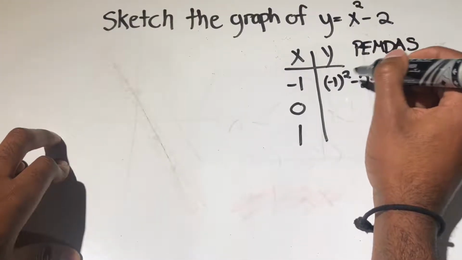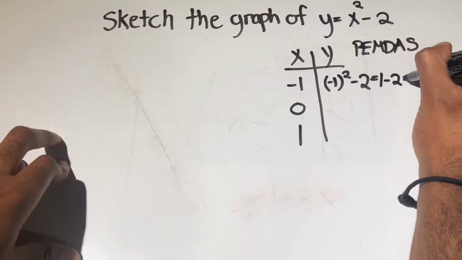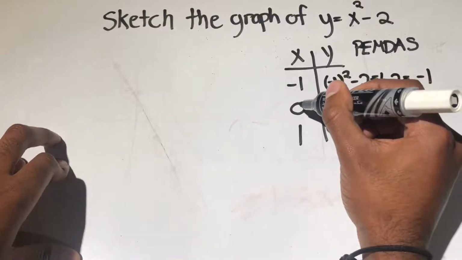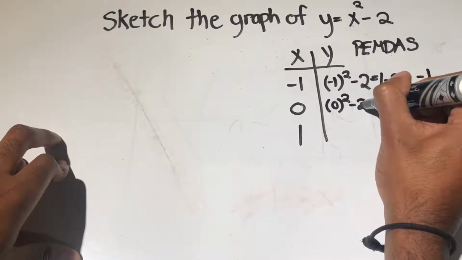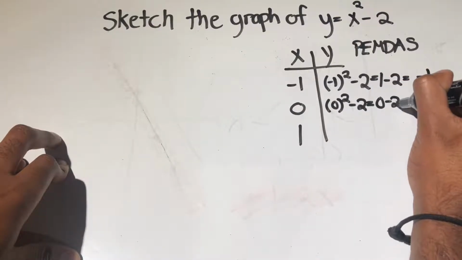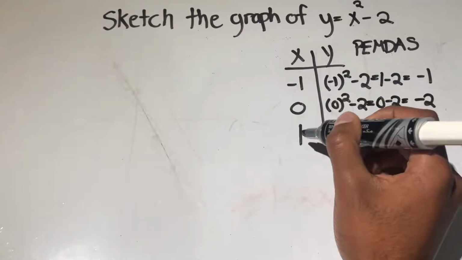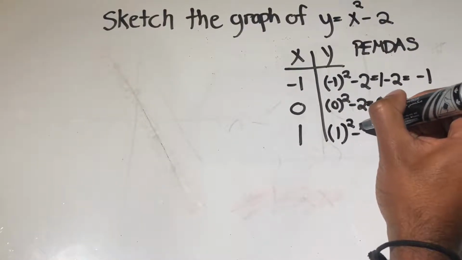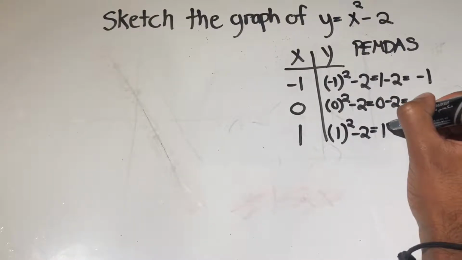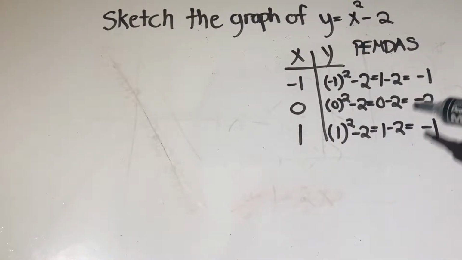-1 squared is just 1 minus 2, which is just -1. Now taking 0 for x, we get 0 squared minus 2, which is just 0 minus 2. That's going to give us -2. Now taking 1, we get 1 squared minus 2, which is 1 minus 2, and that'll give us -1. Now we have our x and our y values.